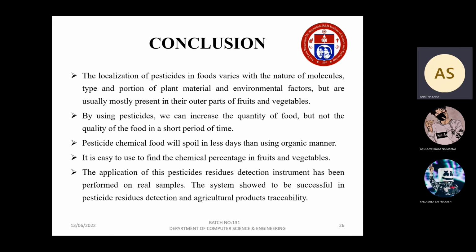It varies with the nature of the molecule type, portions of plants and materials, and environmental factors. By using these pesticides, we can increase the quantity of the food, but not the quality of the food. As I have already explained in the introduction, using those chemical pesticides increases the productivity, but it won't increase the quality. Pesticide chemical food will spoil in fewer days. It is easy to find the chemical percentage in fruits and vegetables. So our application will help to detect those pesticides.